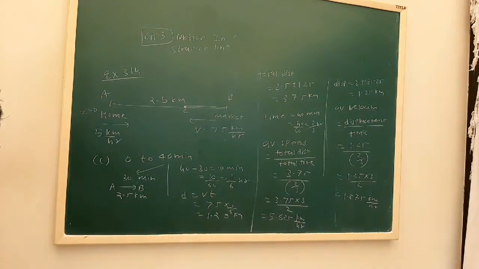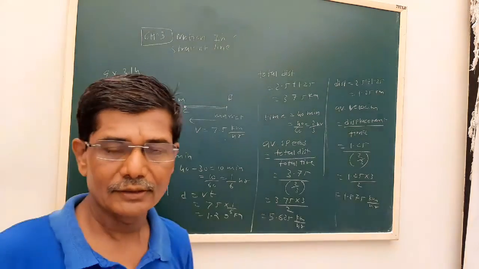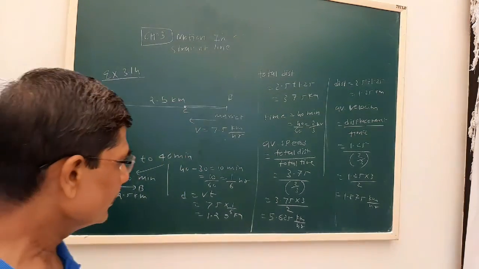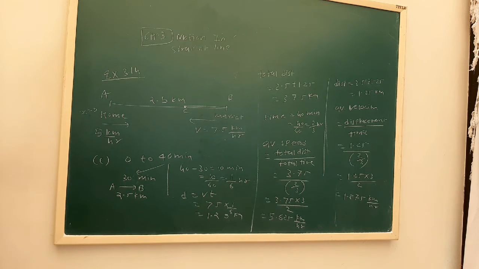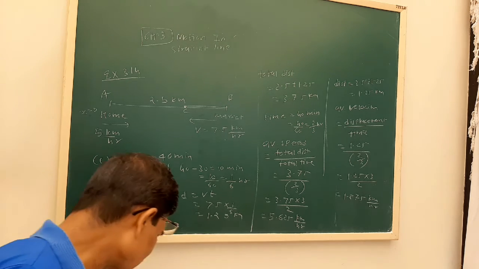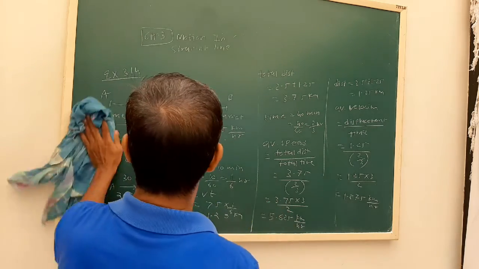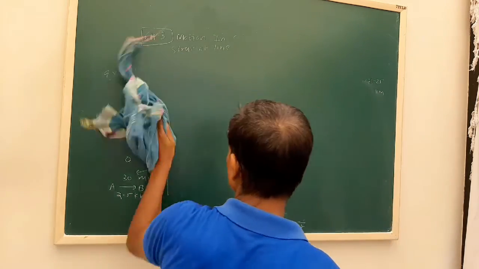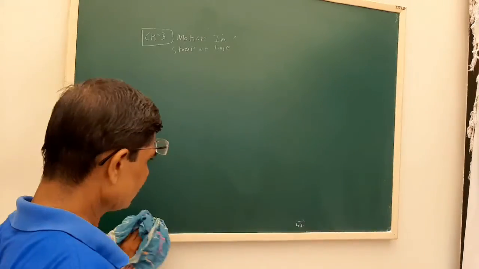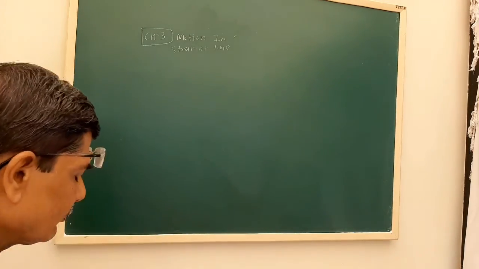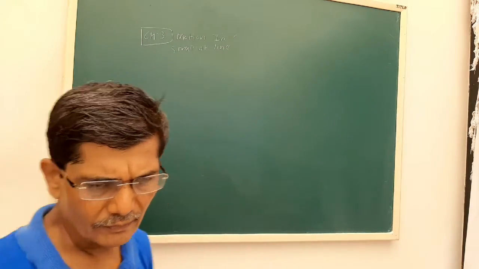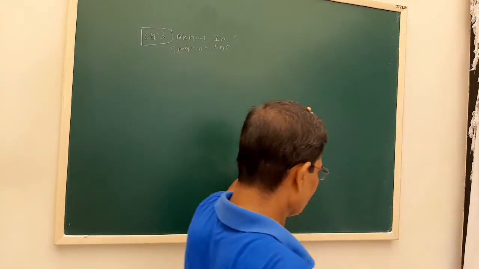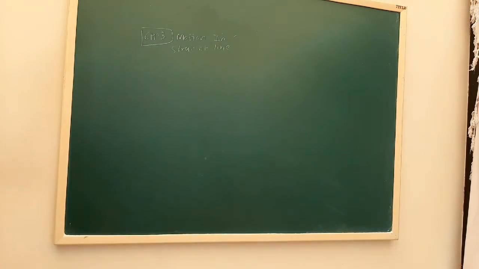Okay, very interesting sum. By knowing this, the concept of average velocity and average speed is clear. Okay, now see our next sum. Next sum is related to graph. Sometimes questions related to graph are asked in the competitive exam also. Generally in the school exam, graph questions are not asked, but in competitive, okay.